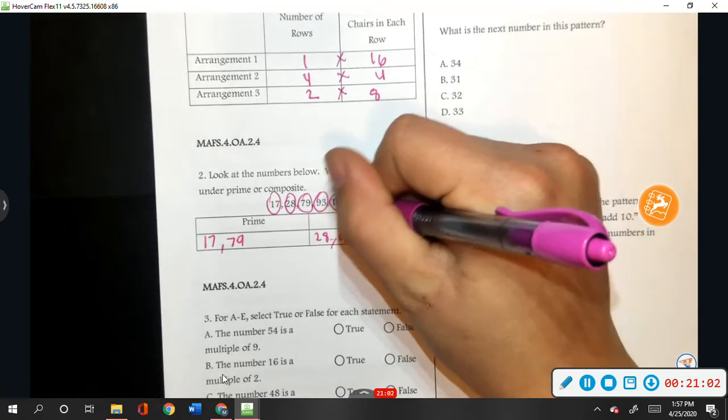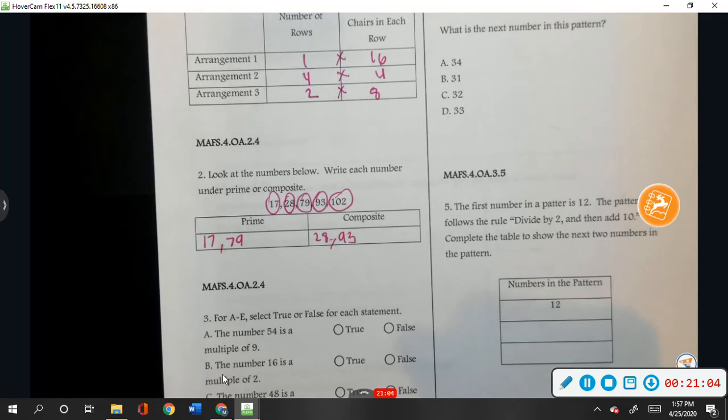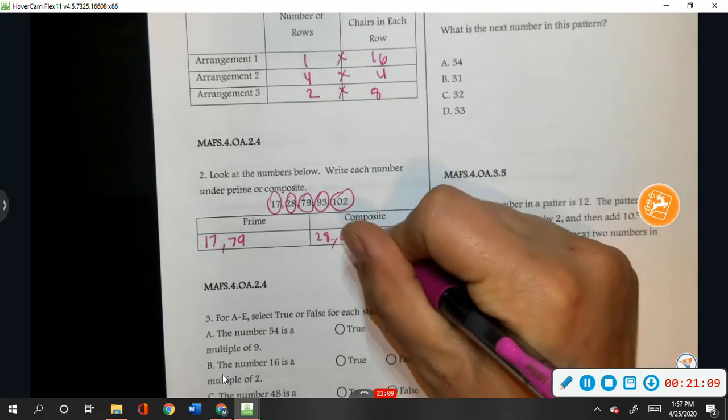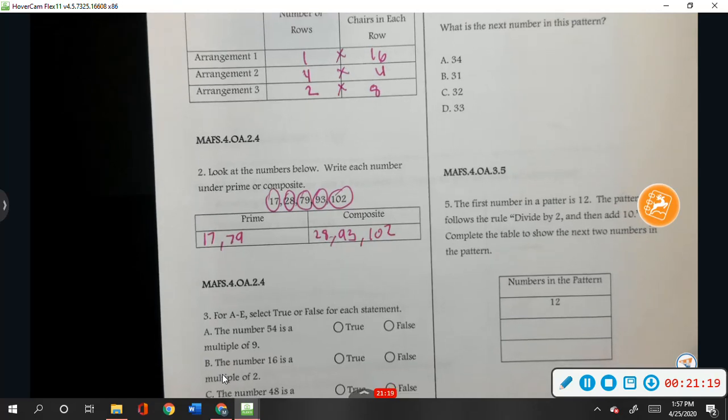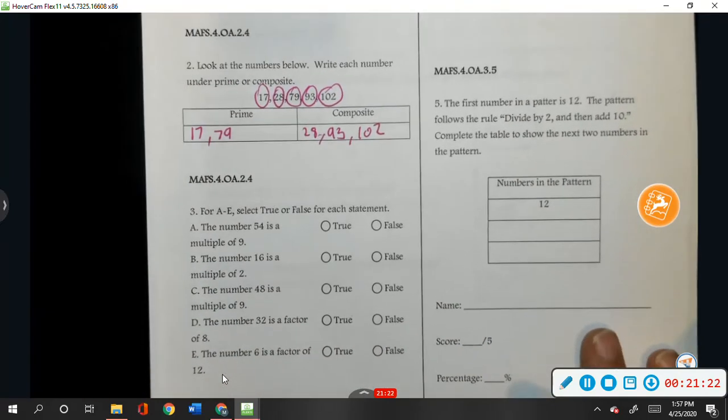And then 102 is going to be composite. Why? Because it is an even number. All even numbers are composite except for one number. Does anyone remember what that number is? 2. 2 is an even number, but it has no other factor pairs. It is the only even number that can be considered prime.